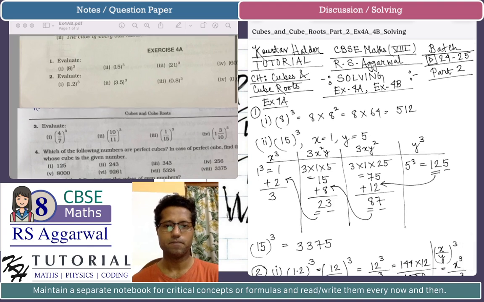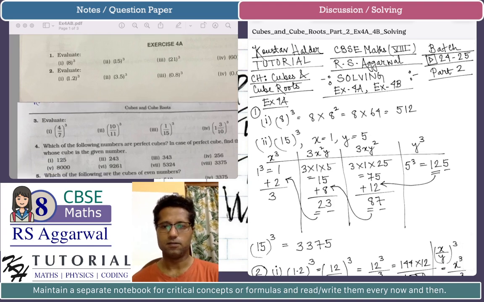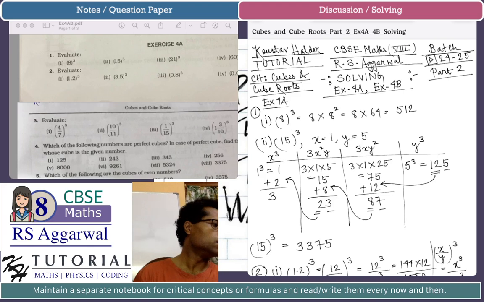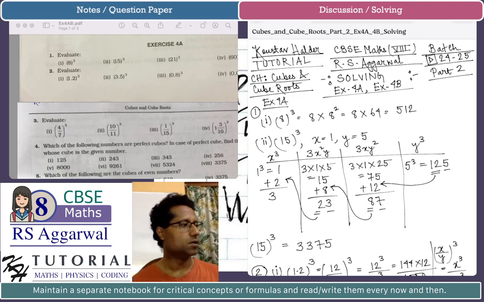In the next video I will start the next topic, that is cube roots, and possibly we will solve the problems of exercise 4C and 4D. Exercise 4D is objective questions, which is based on the entire chapter. So I will solve the problems of exercise 4C in the next video while discussing cube roots, and then in a separate video, I will solve the objective questions, that is exercise 4D.